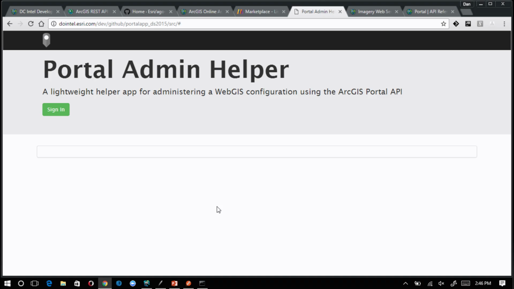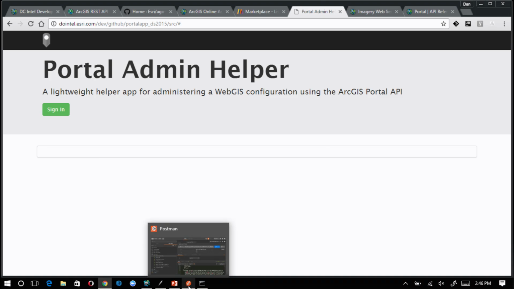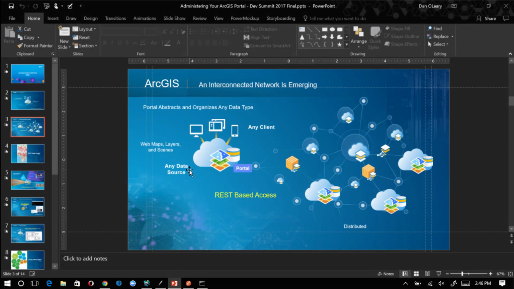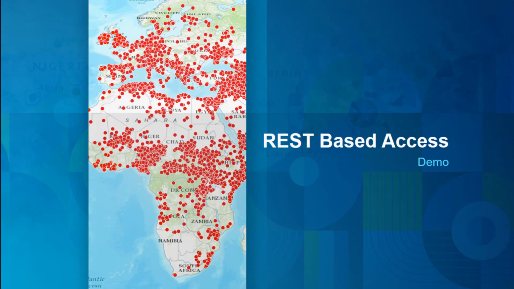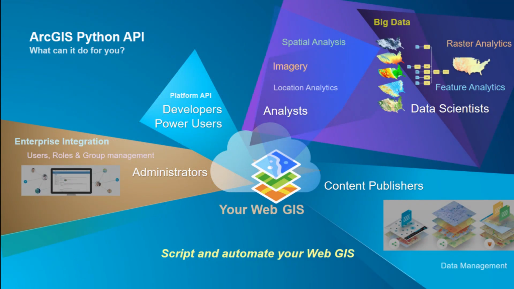So I think what we'll do now, we're going to jump over to Witt. Let me just go back to my slides and make sure we're where we want to be. So we just went through this demo, and I'm going to turn it over to Witt, and he's going to talk to us about the ArcGIS Python API and how it can be used for administration. Thanks, Dan. Can you guys hear me okay in the back as well? Okay, good.